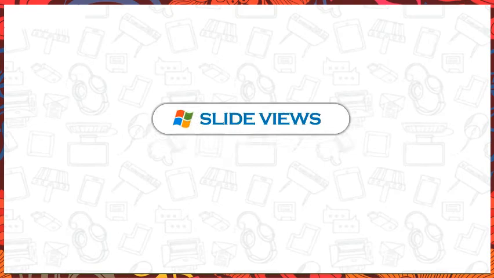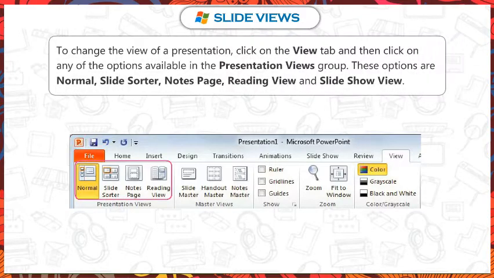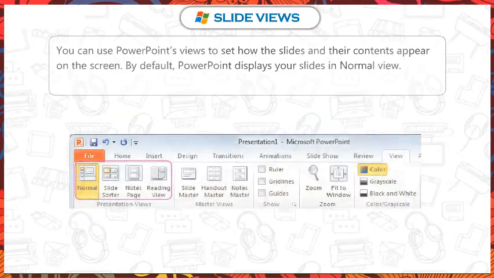Slide views. You can use PowerPoint's views to set how the slides and their contents appear on the screen. By default, PowerPoint displays your slides in normal view. To change the view of a presentation, click on the View tab and then click on any of the options available in the Presentation Views group. These options are Normal, Slide Sorter, Notes Page, Reading View, and Slideshow View.